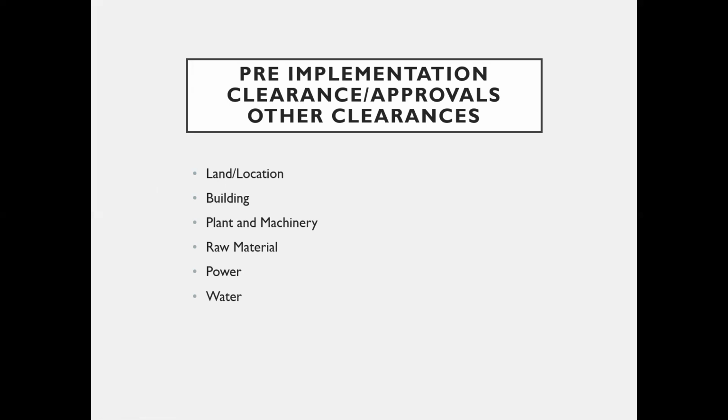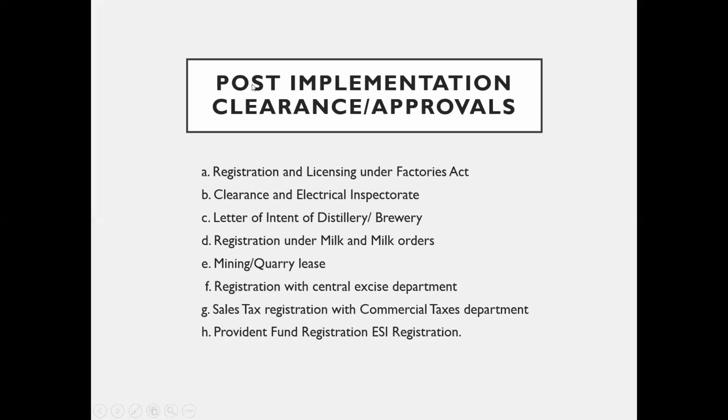Power: need to get power feasibility from the concerned state electric board to obtain approval for captive generation, and if need be, an agreement with private power producers to purchase power from private generating stations. Next, water. Water supply services can be obtained from the following: own captive source, public supply, supply from the state government authority in case of industrial parks and industrial development areas, and supply from state irrigation department for bulk consumption. So next, post-implementation clearance approvals.